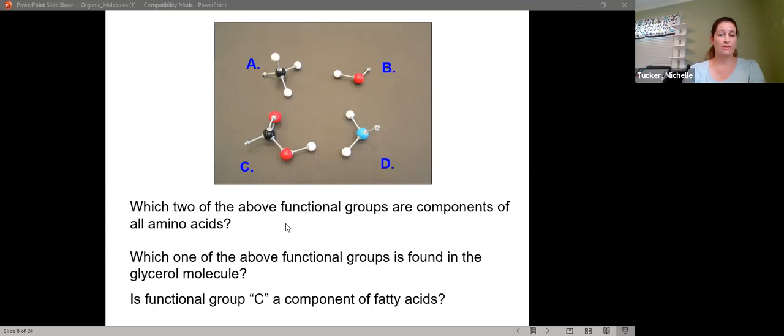Which one of the functional groups is found in the glycerol molecule? We didn't cover that a whole lot, but glycerol has 3 carbons, and then it has a bunch of hydrogens, and then it has 3 alcohol groups on the bottom, 3 OHs.